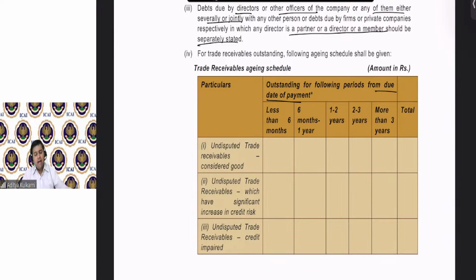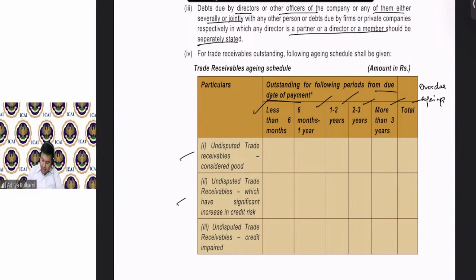So basically, you have the invoice date, then you have the due date based on the credit terms, and after that, how much it becomes overdue. So basically, these are overdue agings. Okay, overdue aging is required to be given, not the current ones. Okay, so less than 6 months, you present. 6 months to 1 year, you present. 1 to 2, 2 to 3, more than 3, and total. So this is something which you are going to present.